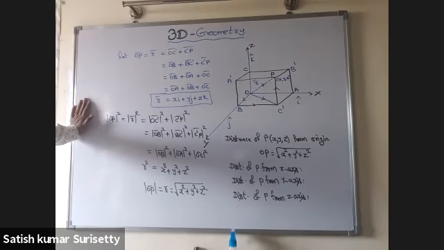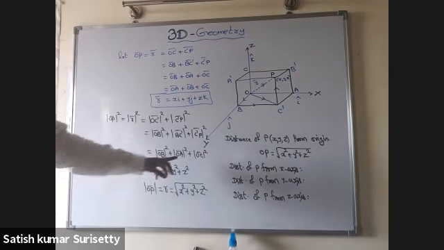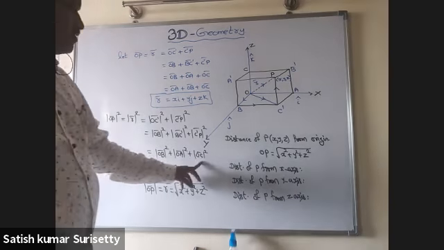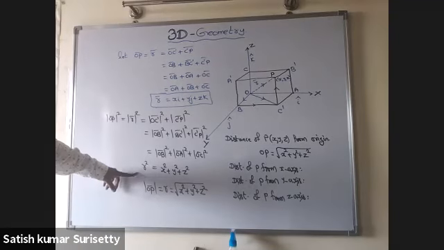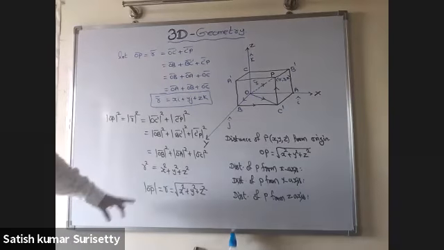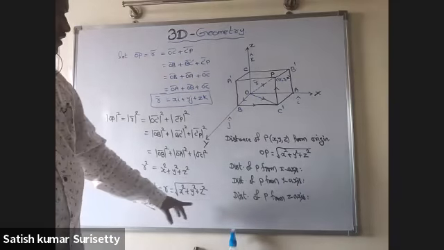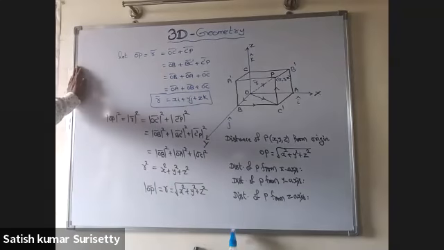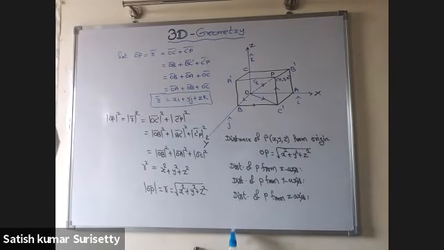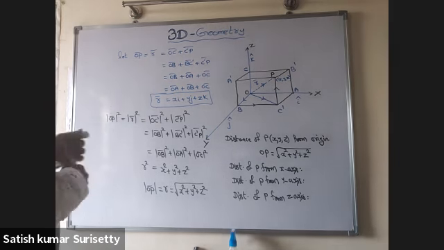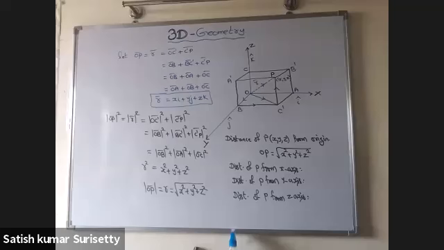Modulus of R bar square equal to modulus of OA square plus modulus of OB square plus modulus of OC square. Therefore, R square equal to x square plus y square plus z square. Modulus of R bar equal to root of x square plus y square plus z square. Distance of the point P x, y, z from origin is root of x square plus y square plus z square.